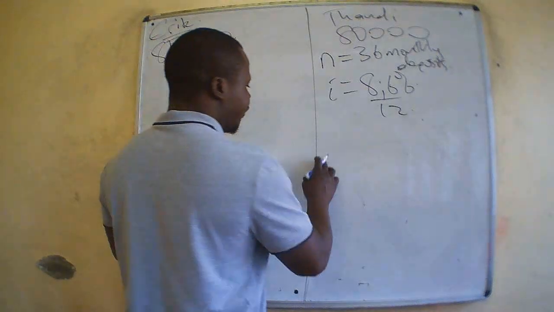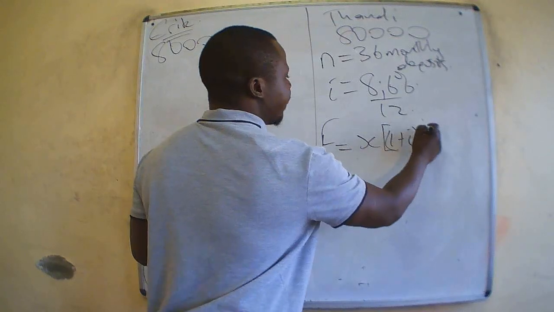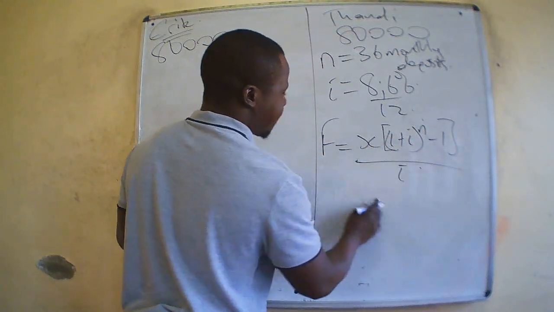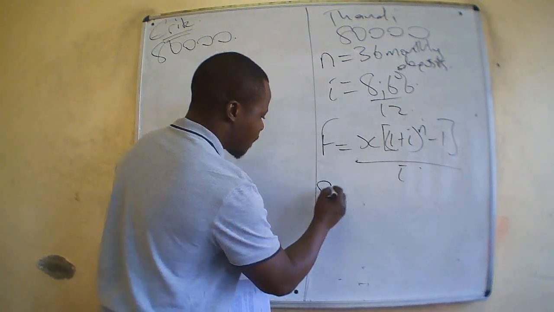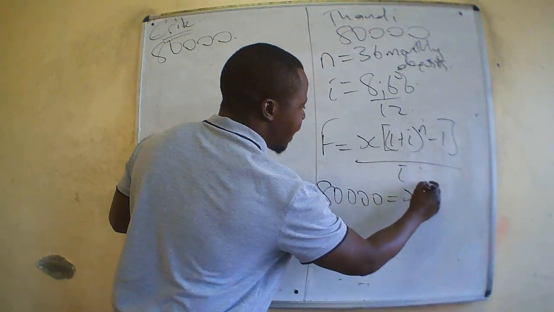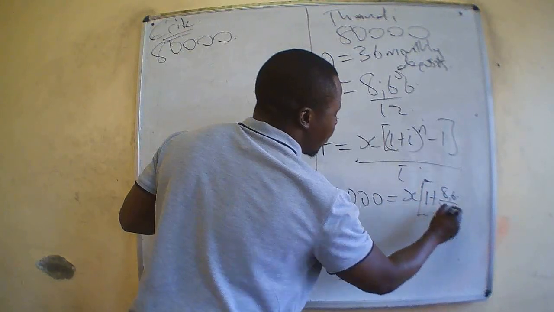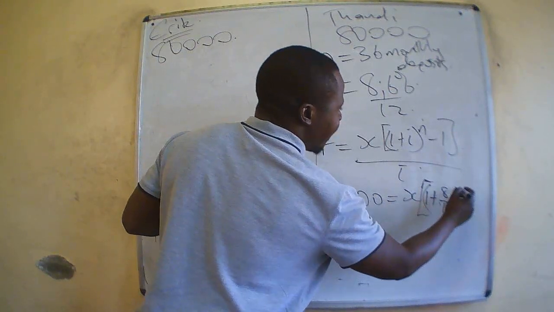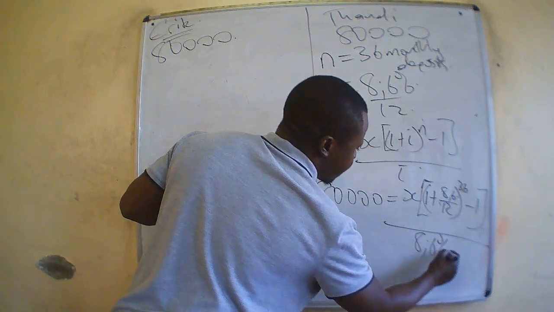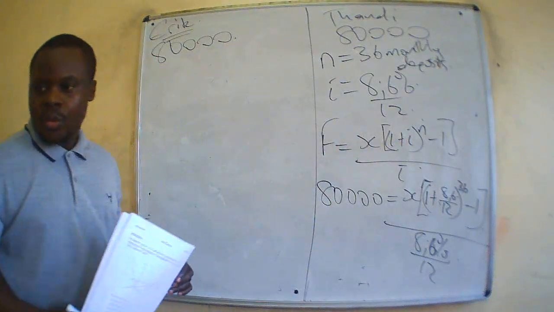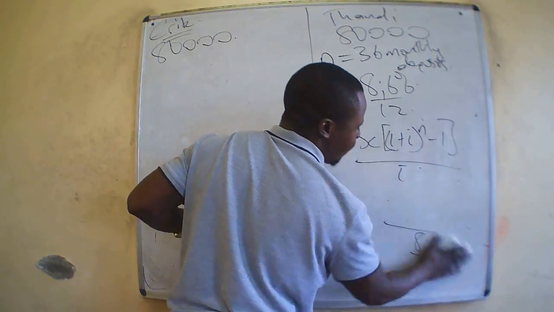So we shall use the formula for future value: F is equal to x times [(1 plus i) exponent n minus 1] divided by i. So in future, Tandy wants to have 80,000. 80,000 is equal to x, which we don't know, times 1 plus i, our i is 8.6 over 12 compounded monthly for 36 months, minus 1, divided by 8.6% divided by 12.